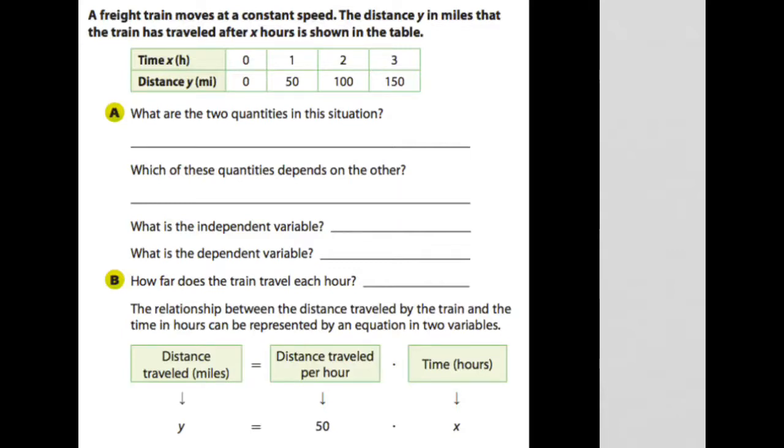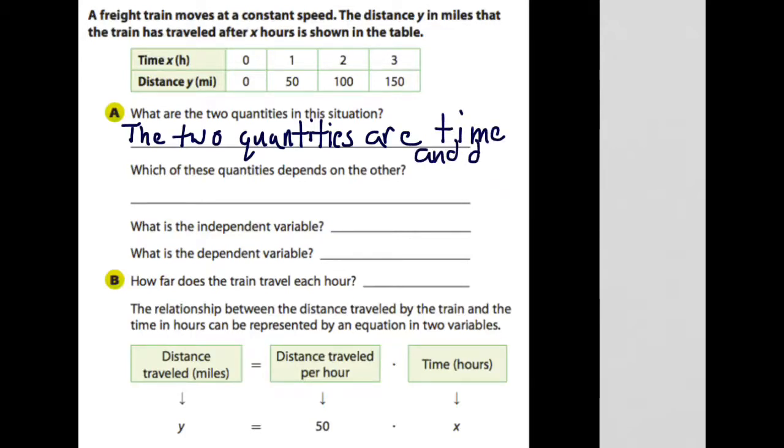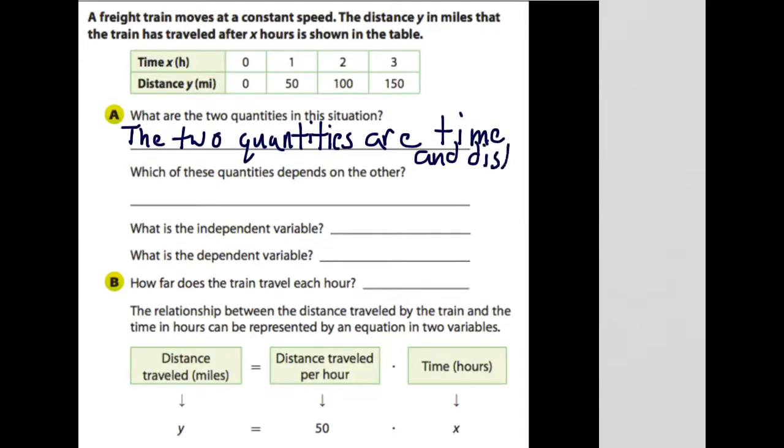So, the two quantities are time and distance. Those are the two things being measured in the table.